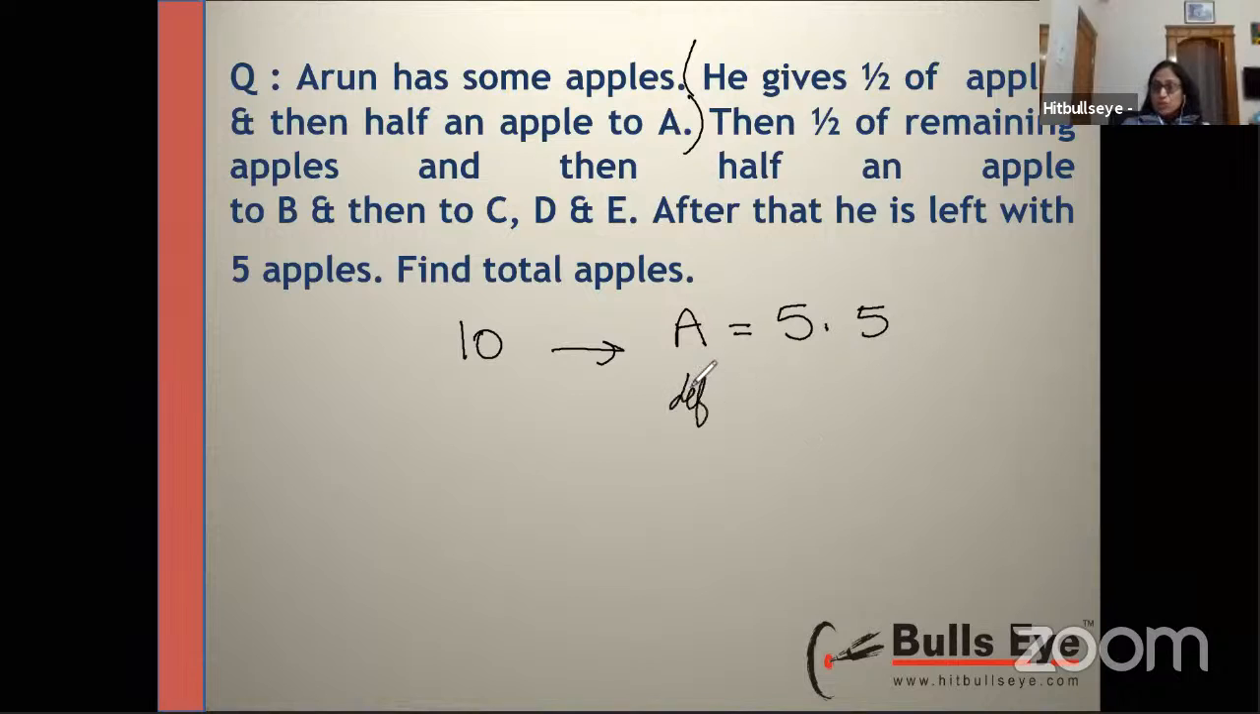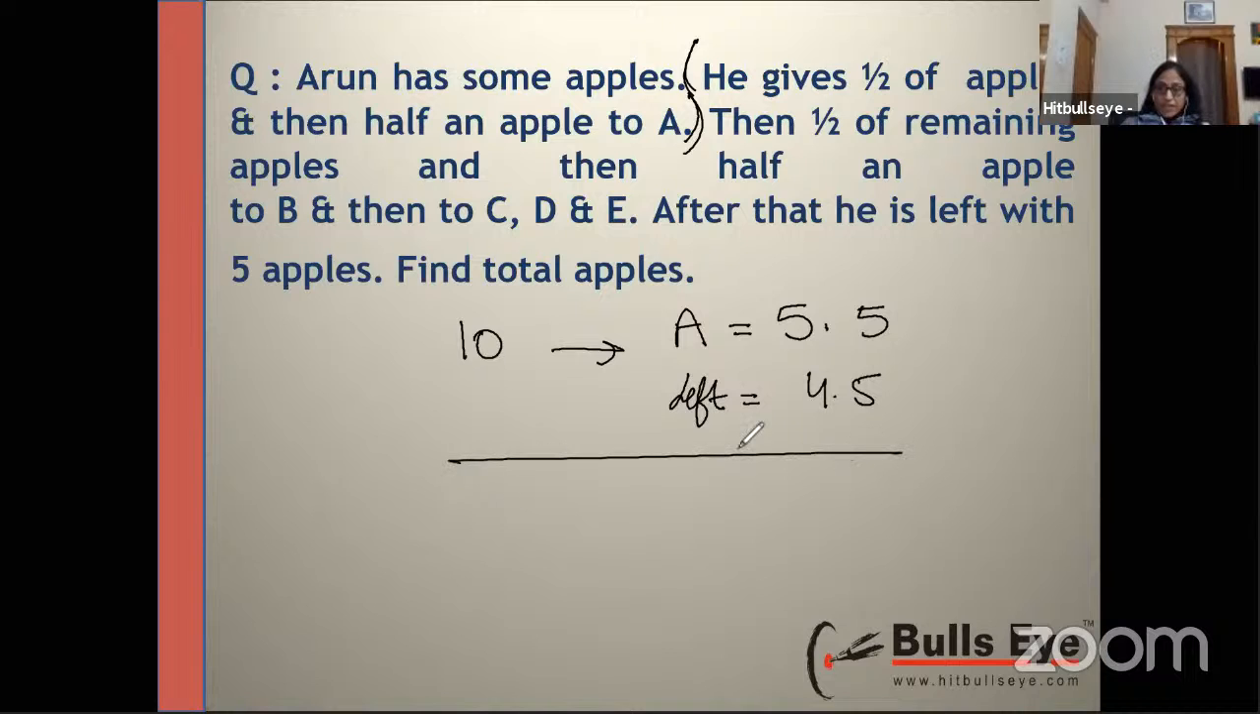After giving this much to A, what is left with him? Quickly tell me. How much is left with him? Yes, everyone, answer it. He was carrying 10. He gave away 5.5. What is left with him is 4.5. That's correct. Now, suppose my question only talks about this much, though there are 5 people to whom he is giving away apples. I'm making the question simpler for you. Suppose he stops after this.